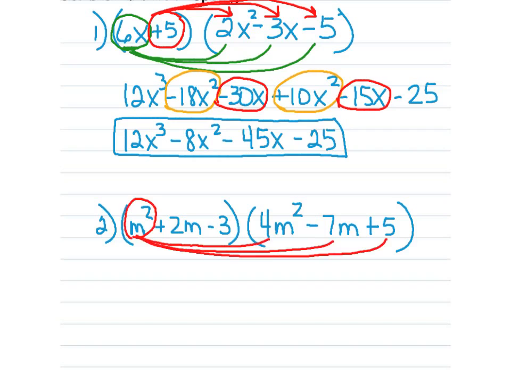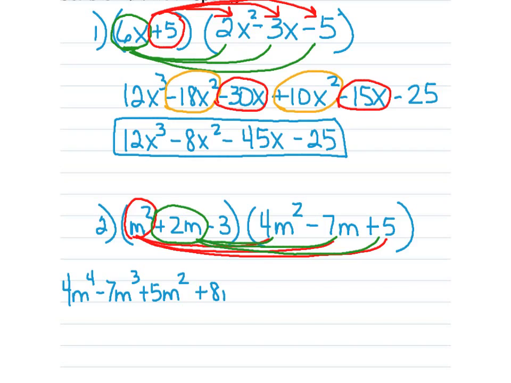Okay, we'll start distributing m squared. M squared times 4m squared is 4m to the 4th power. M squared times negative 7m is negative 7m cubed. M squared times 5 is positive 5m squared. Okay, let's distribute positive 2m. Positive 2m times positive 4m squared would be positive 8m cubed. Positive 2m times negative 7m is negative 14m squared. Positive 2m times positive 5 is positive 10m.